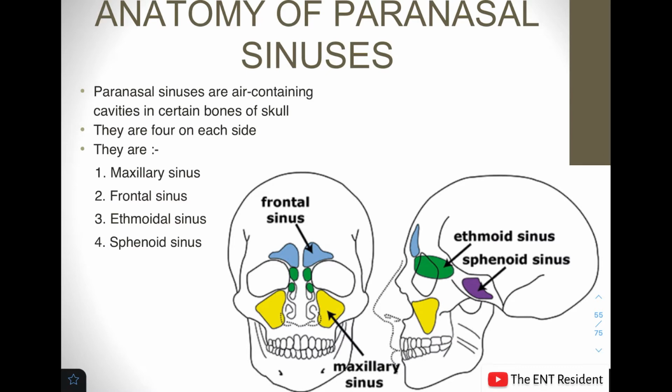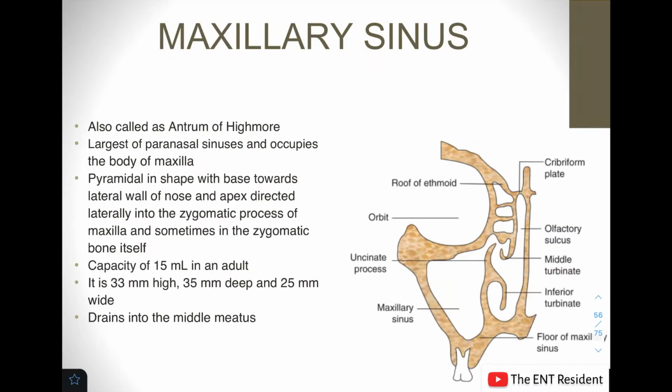Today's topic is about the anatomy of the paranasal sinuses. Now what are paranasal sinuses? These are basically air containing cavities located in certain bones of the skull. These are 4 on each side. So what are these paranasal sinuses? They include the maxillary sinus, the frontal sinus, the ethmoid sinus and the sphenoid sinus. So now we are going to discuss each of these sinuses in detail, where they drain into, what are the structures coming in relation with them.